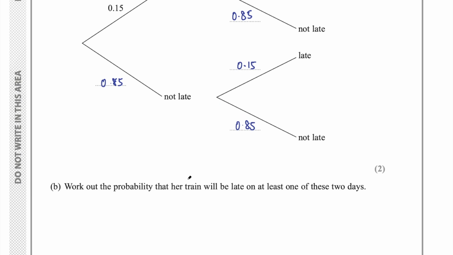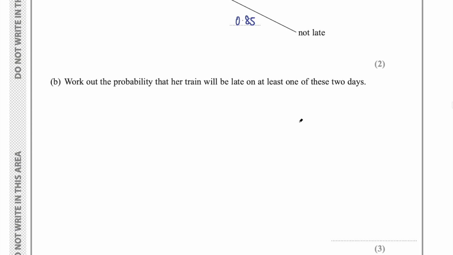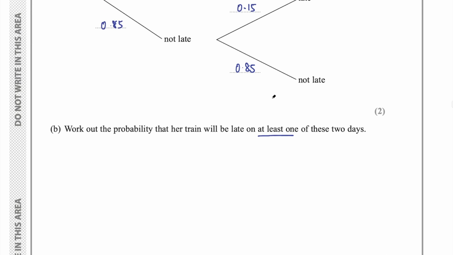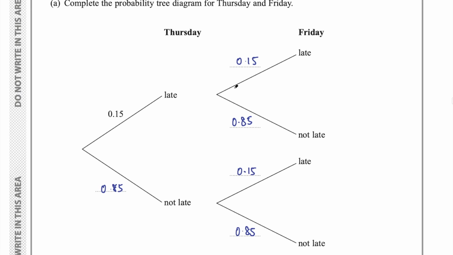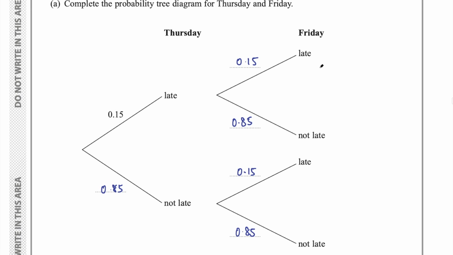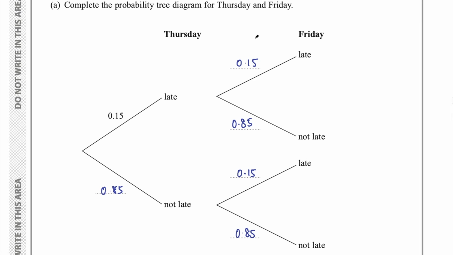Part B says work out the probability that her train will be late on at least one of these 2 days. There's a bit of a trick with this question, but firstly, just be aware of the language here. It says at least one of these 2 days. So that basically means you can either be late on Thursday, or late on Friday, or late on both. So let's talk about the pathways we could take here. We could be late on Thursday and then not late.